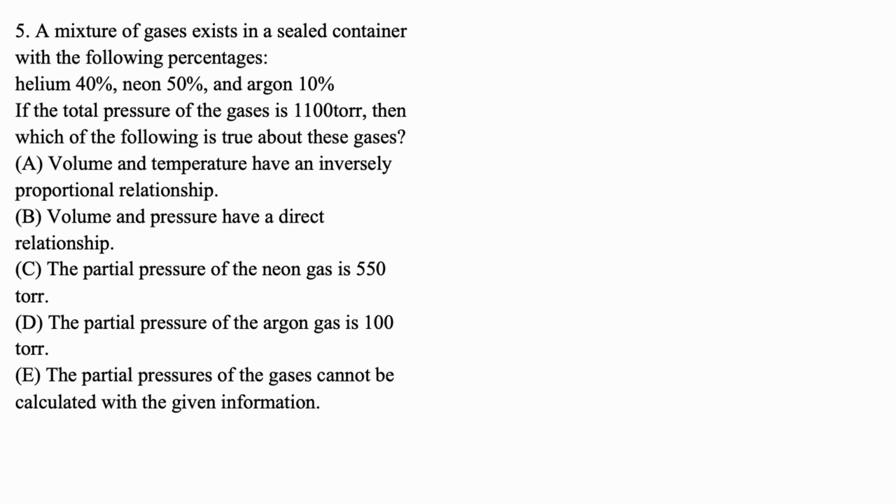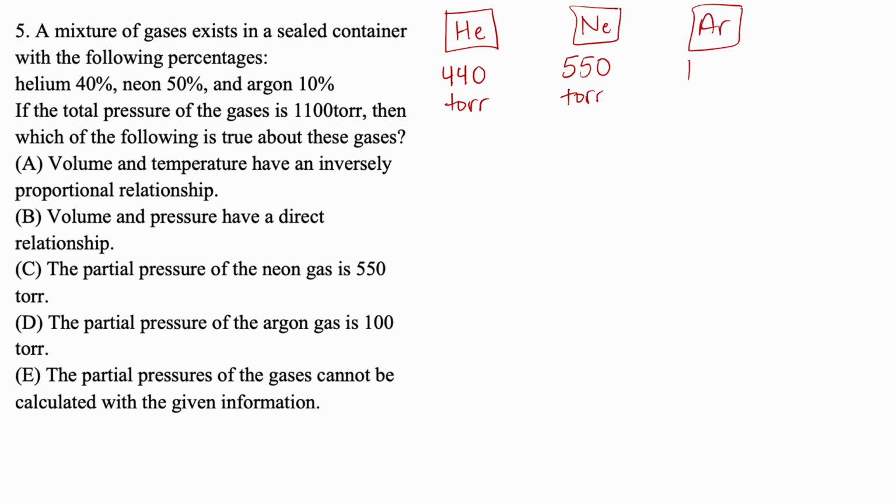So if I have helium, I know helium is 40% of 1100, so that's going to give me 440 torr. For neon, it is 50% of 1100, so that's going to be 550 torr. And for argon, that's going to be 10%, so that's going to be 110 torr.